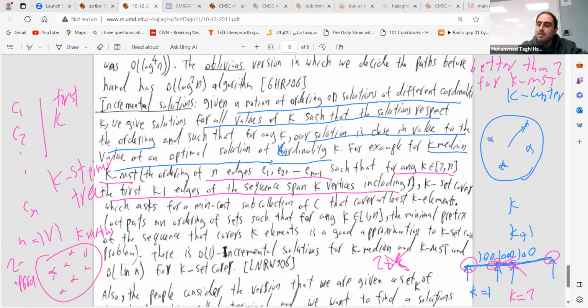So then you can consider these as the K version and the incremental version. I'm just giving some examples. The other one was, for example, K-set cover. What is K-set cover? You ask for a minimum cost collection of sets that covers at least K elements. So I will put an ordering on the sets. It is more like the K-coverage problem here.